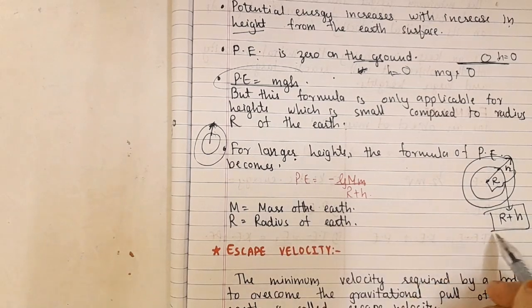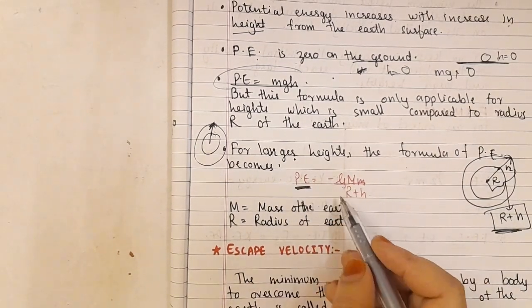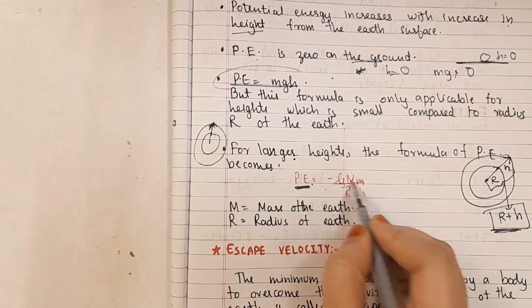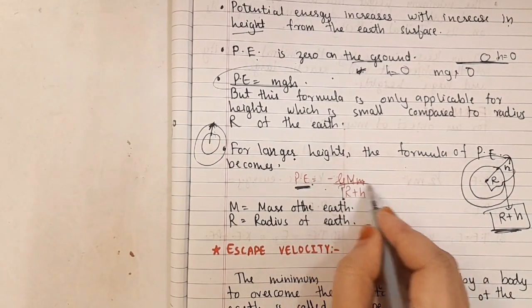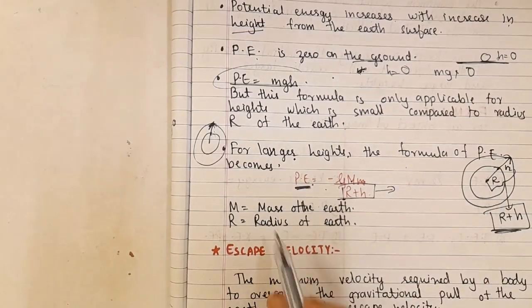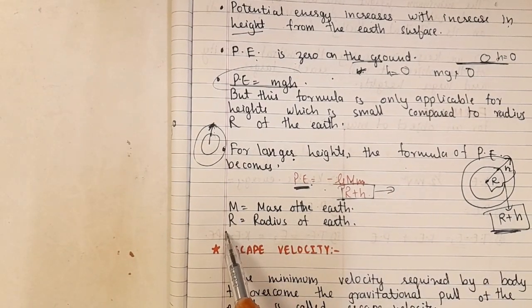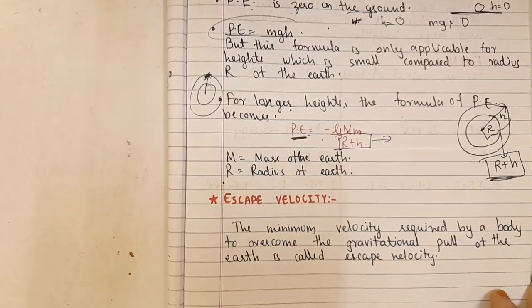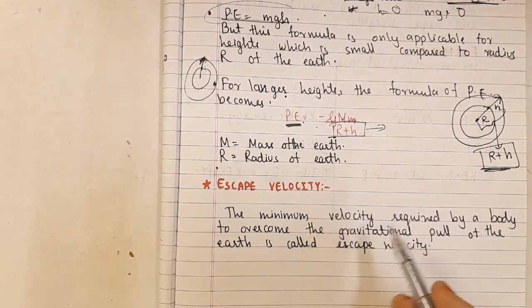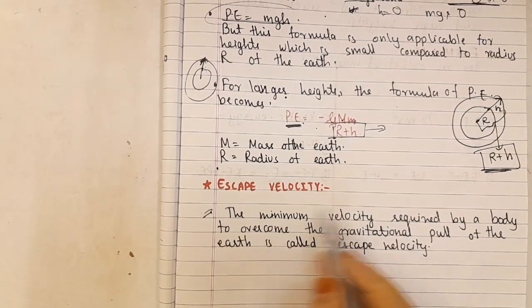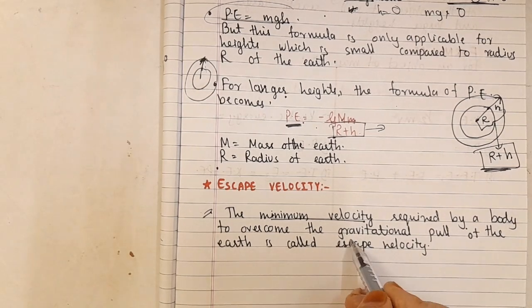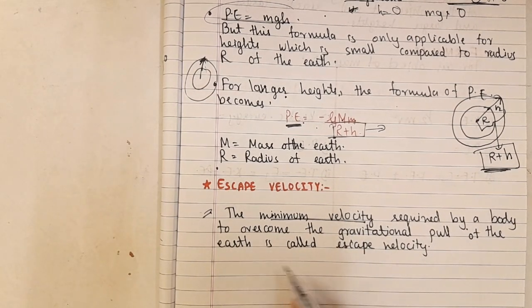So in this situation the potential energy formula will become potential energy is equal to minus GMm upon r plus h, where r plus h is the total distance, m is the mass, and r is the radius of the earth, okay. So this is the gravitational potential energy. Now the last topic of this lesson is escape velocity. So this is the minimum velocity, okay. This is the minimum velocity required by a body to overcome the gravitational pull of the earth, and it is called the escape velocity.